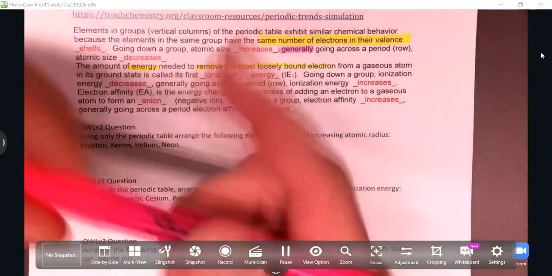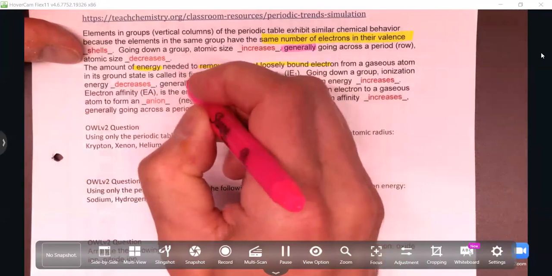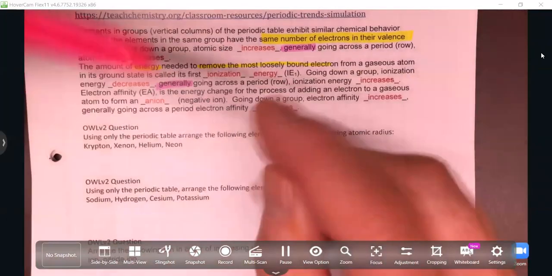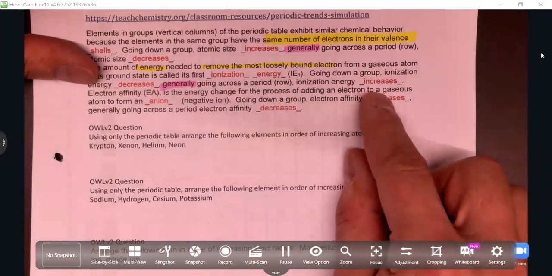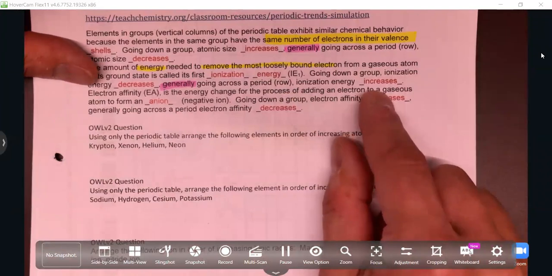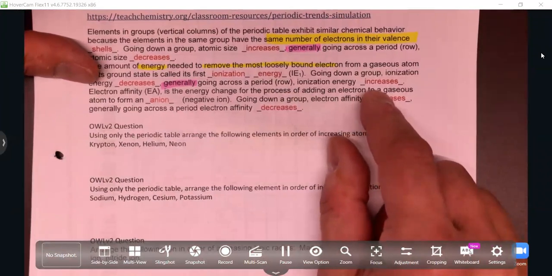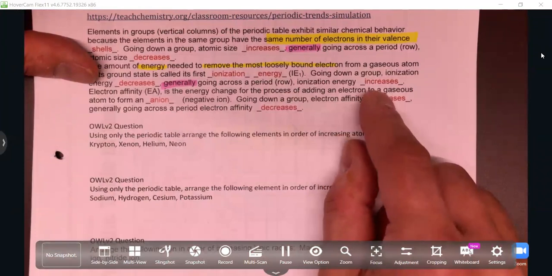Generally, again, we've got to put the word generally in here. Going across a period or row, ionization energy increases. They want that valence electron, like they're trying to gain electrons, the nonmetals.